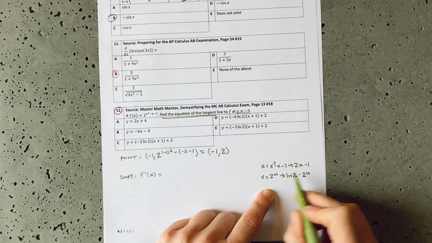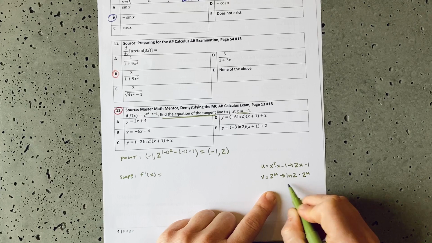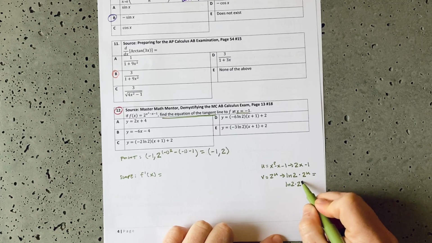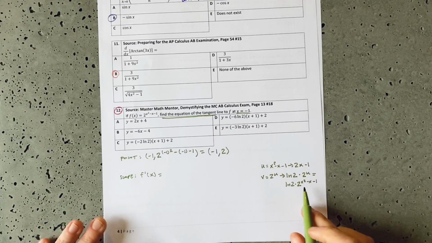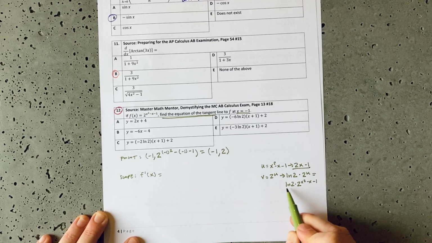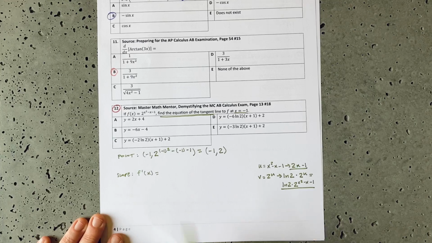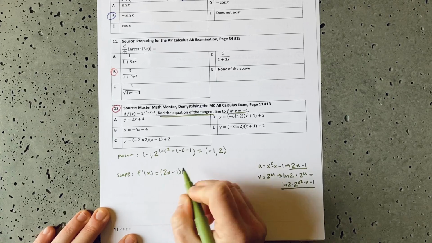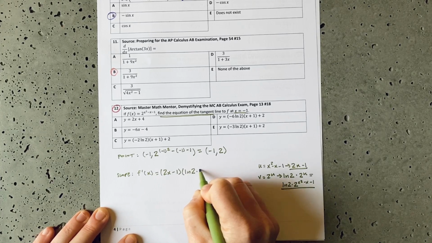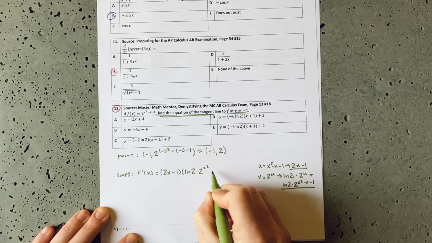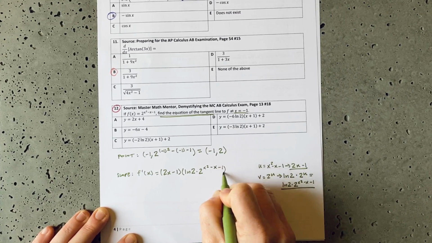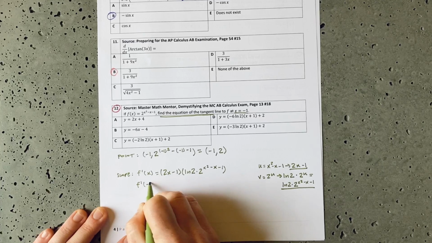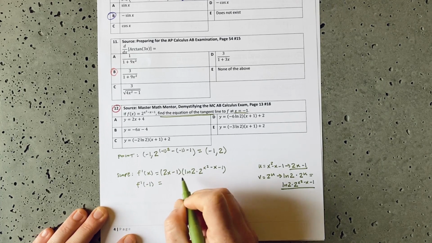But we have to plug back in for u. Remember, u is this thing. So this turns into natural log of 2 times 2 to the x squared minus x minus 1. All right, let's multiply those two together. So this guy and this guy are going to multiply to get our slope, or our derivative function. So we have 2x minus 1 times natural log of 2 times 2 to the x squared minus x minus 1. Sweet. All right, that's our derivative function. We want the derivative at negative 1. F prime at negative 1 equals, I'll just write it out.